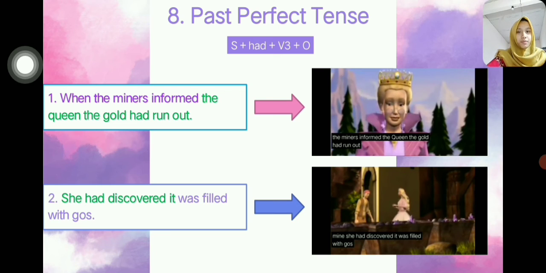Number 2: "She had discovered it was filled with geos." She is the subject. Had discovered is had plus verb 3. It is the object. Princess Anneliese had discovered a rock that was filled with geos, so this can help the community economy. She found that idea when she was trapped by the Prime Minister.